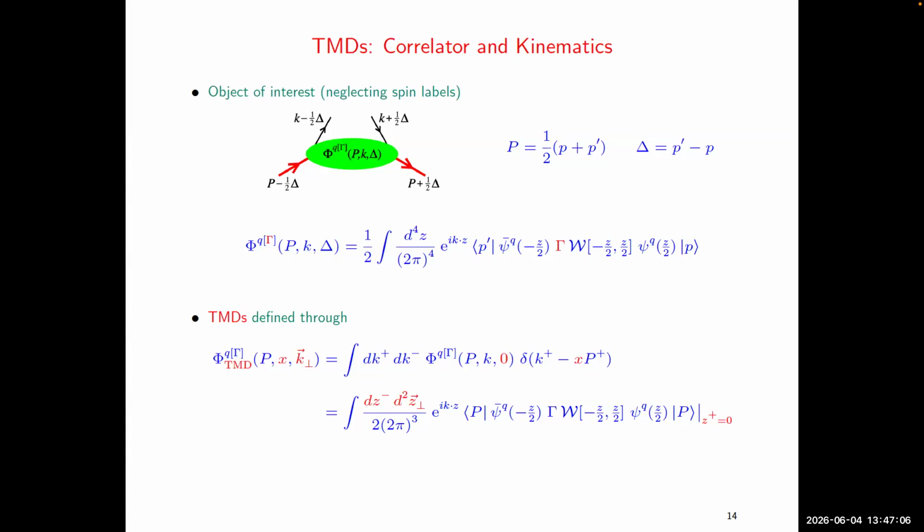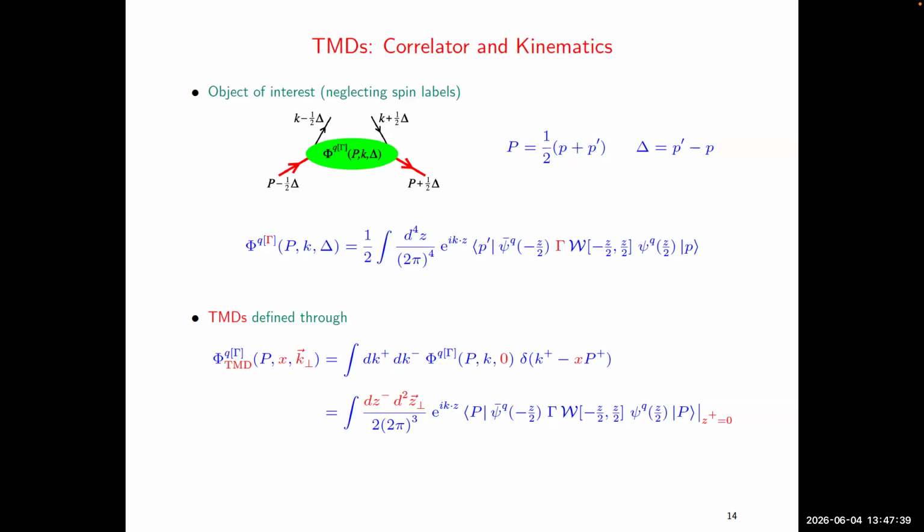Now, if we want to define TMDs, it is the same as for PDFs: we put the momentum transfer delta to 0, the exact same thing. We always call k plus equals x times P plus. The difference is we are not integrating over k minus and k perp, but we are only integrating over k minus. As a result, this object depends on both x and k perp. So that's the main difference.